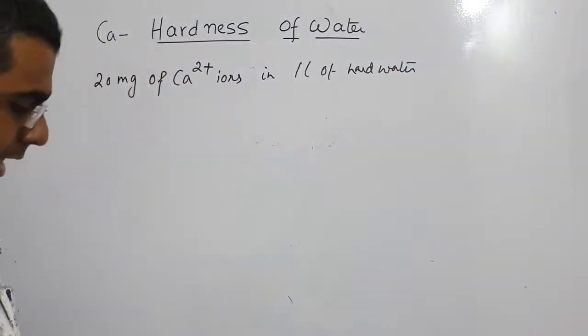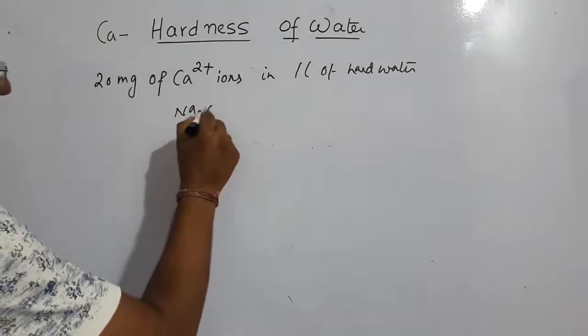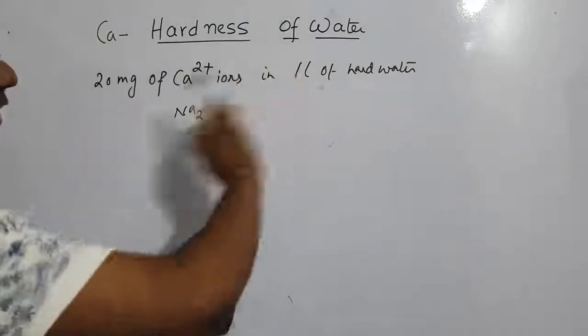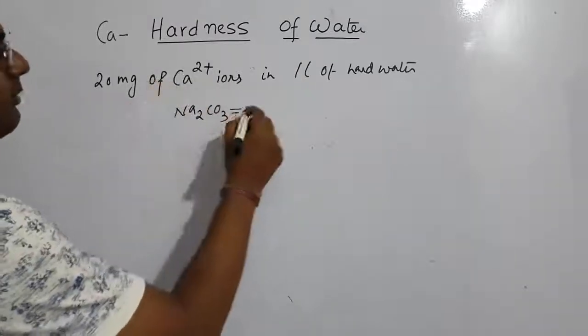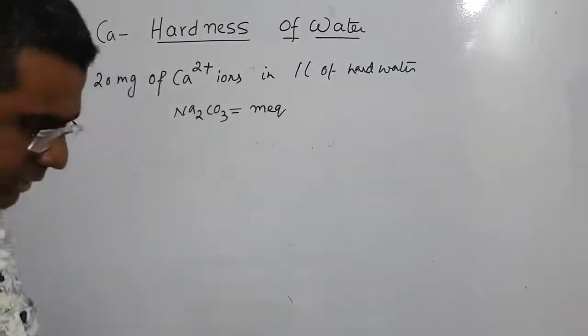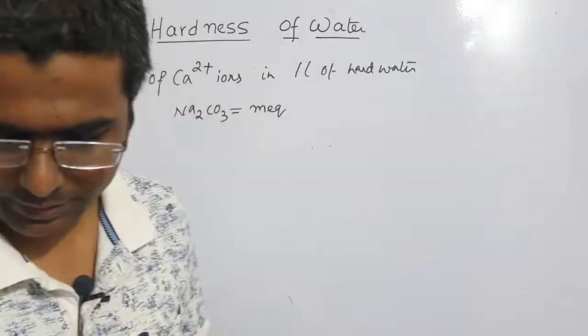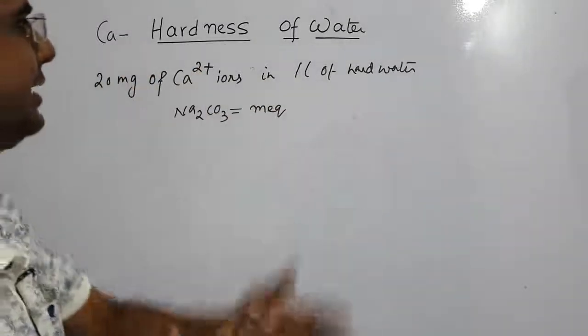Next, now you use Na2CO3 over here, right? Na2CO3 you use to remove hardness. So the question is how much Na2CO3 you have to use in terms of milli equivalent to remove this hardness. That is what you need to find out. So how much milli equivalent of Na2CO3 you need to give to remove this calcium hardness, right?